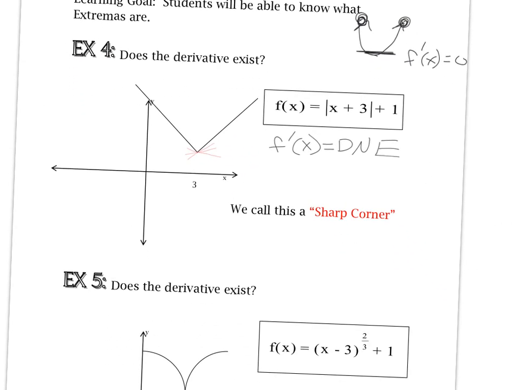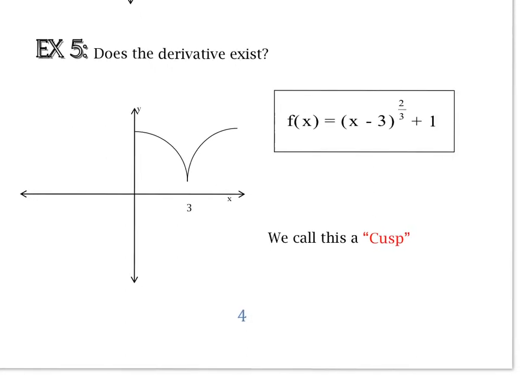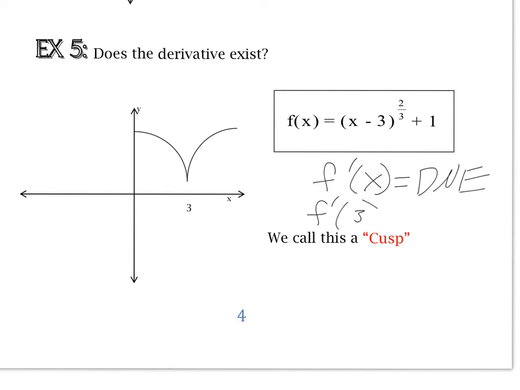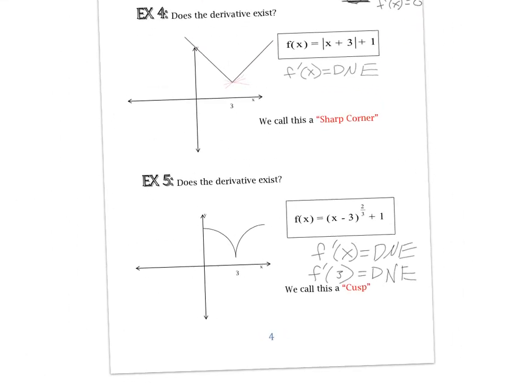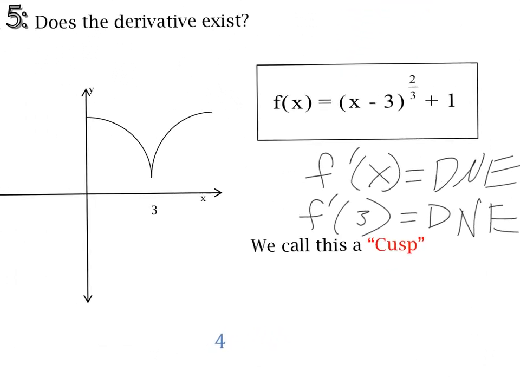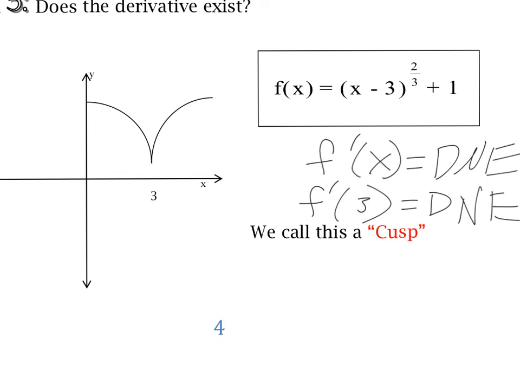Does the derivative exist? How about on this problem when you have a cusp? Another situation where the derivative does not exist. So f prime of x does not exist. And I guess I should say f prime of 3 does not exist. See, the derivative does exist, but it's not defined at 3. So we can actually do this. The last one we didn't really have a way to take the derivative, but on this one we can. So let's just do it so we can see why it is not defined at 3.